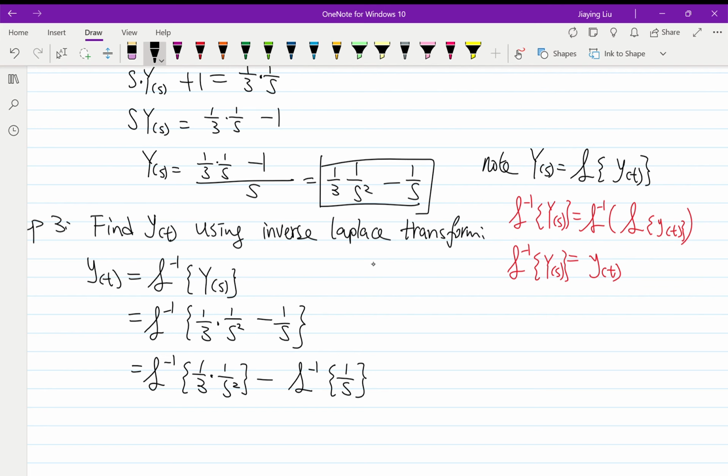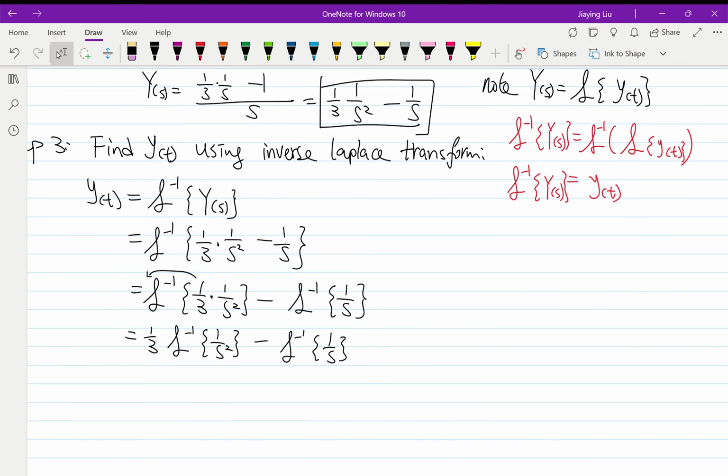Bring the 1/3 outside. So you've got 1 over 3 inverse Laplace of 1 over s squared minus inverse Laplace of 1 over s. I'm almost done here. I know you probably want to go home too. Any questions? This is just a notation. In the future, you can probably skip quite a few steps. But for now, I just want to show you every single step.